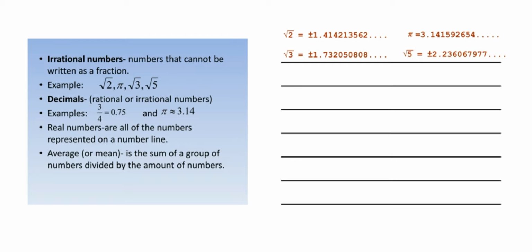Okay, are decimals rational or irrational numbers? As an example, 3/4 is exactly 0.75. So even though we can write it as a decimal, 0.75, it stops there. It's not continuous. It's exactly 0.75, versus pi, once again, which is an irrational number. It's continuous. Agreed?